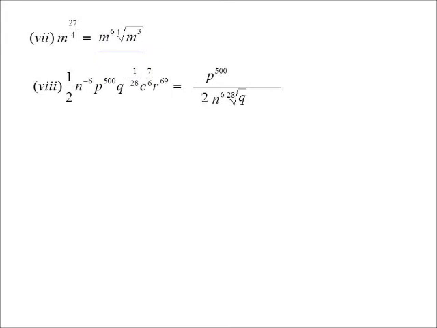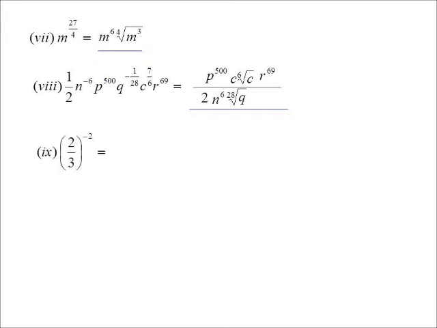C to the 7 on 6, it's on top. Oh, improper fraction, so 7 on 6 would be 1 and 1/6. So that'll be c times the 6th root of c. And then we just have r to the power of 69, or if you prefer yin-yang. Nice number 69, you've got the yin-yang symbol there. There it is, r to the power of 69.